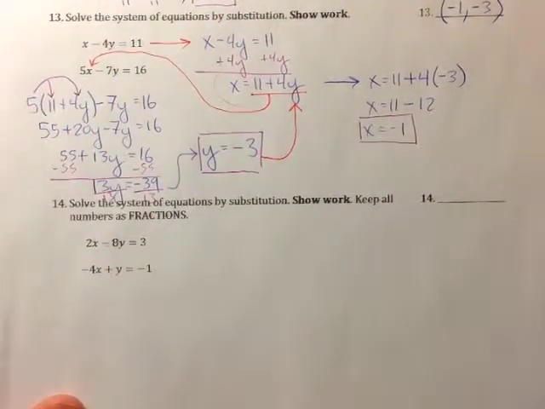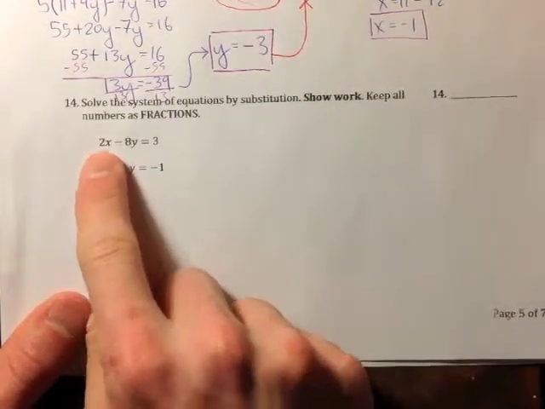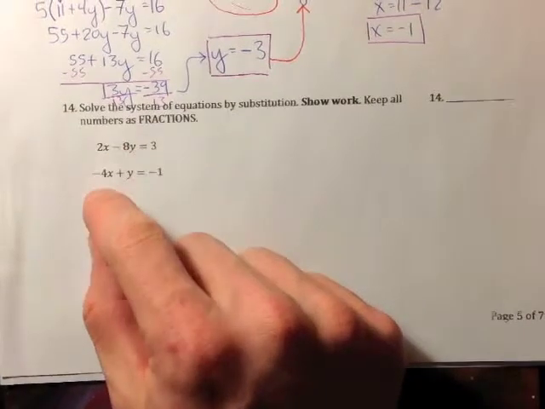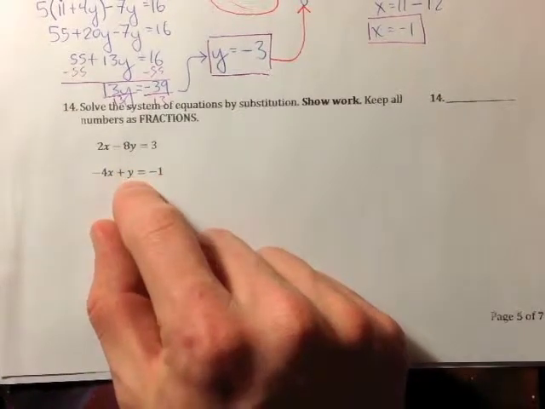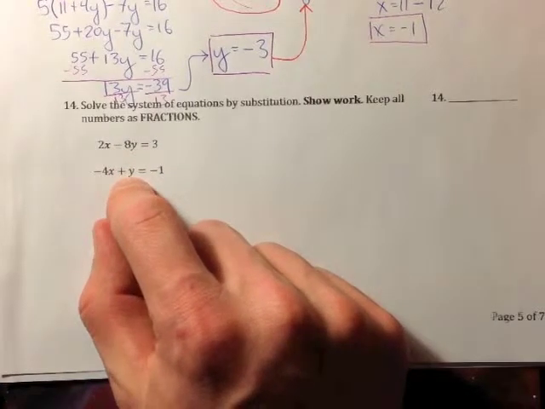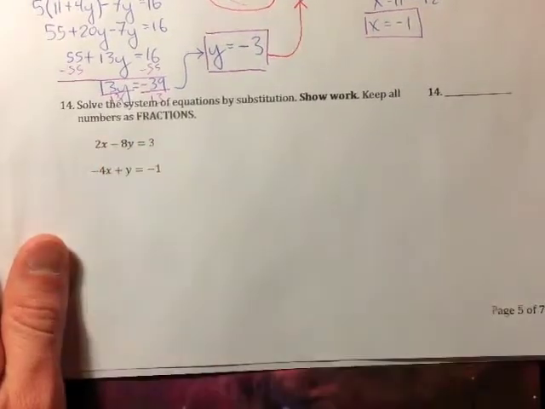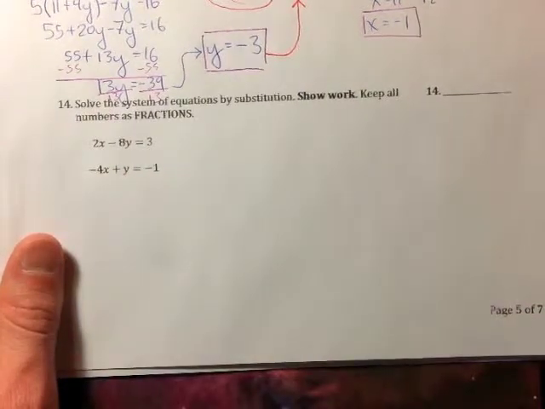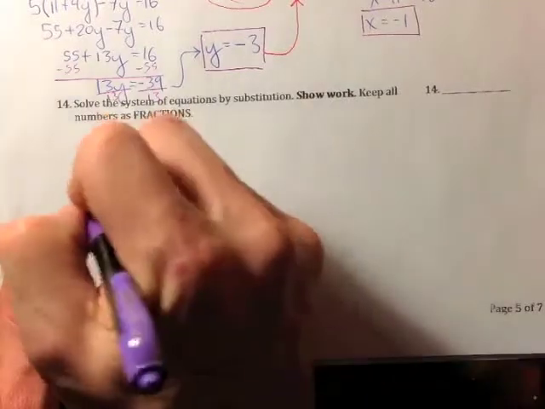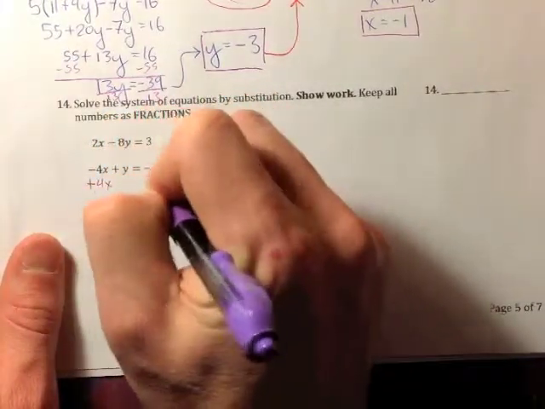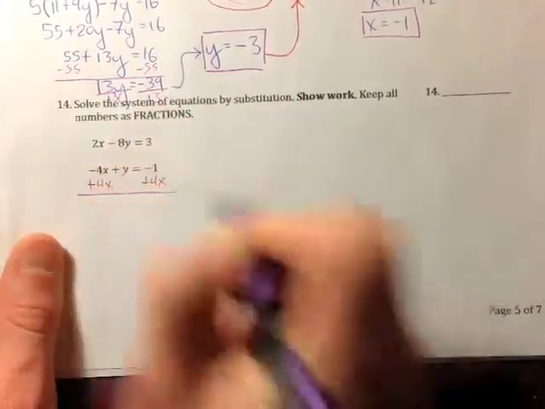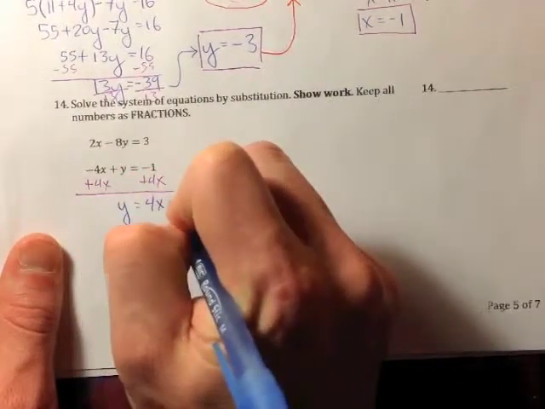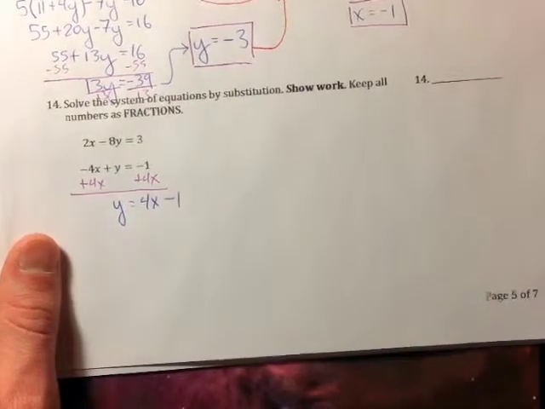Now, just like in the first problem, let's try to identify which variable and which equation is the easiest to solve. So let's see. I could solve the top equation for x, or I could solve it for y. I could solve the bottom equation for x, or I could solve it for y. Hey, look at that. The second equation here, it would only take me one step to solve that equation for y. Look at what I'd do. I would add 4x to both sides, and in one step, we have y equals 4x minus 1. That's a piece of cake, right?